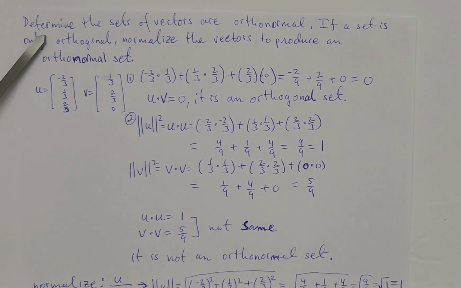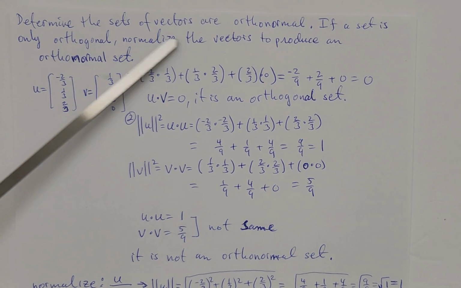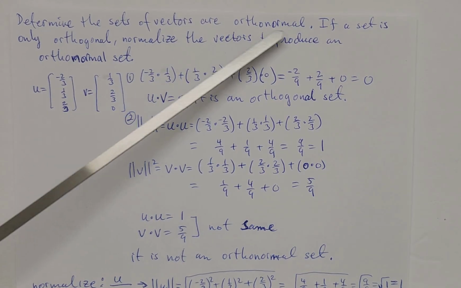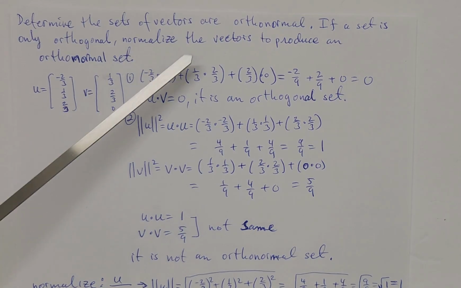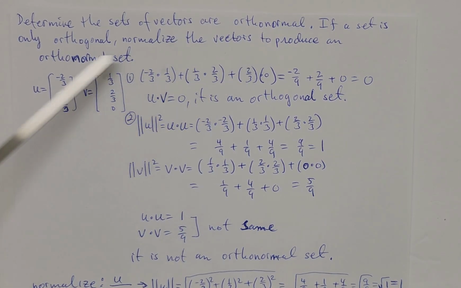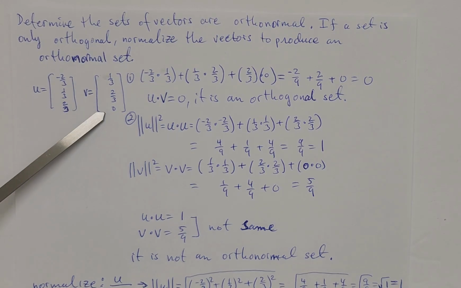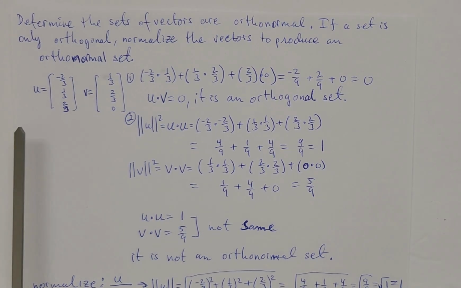This lesson is to determine whether a set of vectors is orthonormal. If a set is only orthogonal, then normalize the vectors to produce an orthonormal set. Here we have vector 1, vector 2. Now we're going to use the dot product and multiply them to each other.